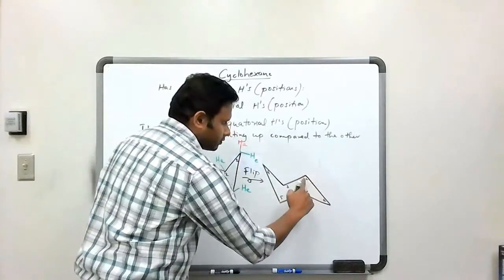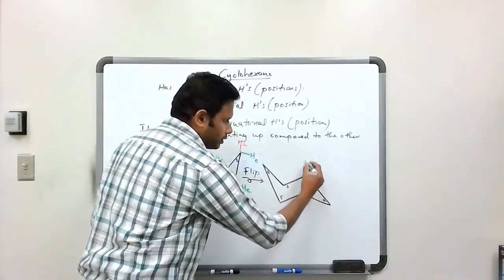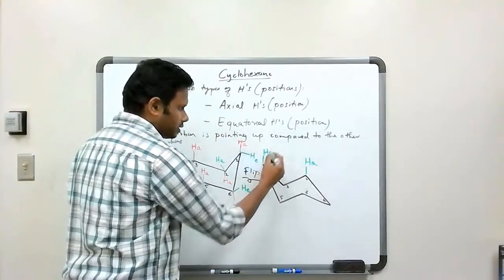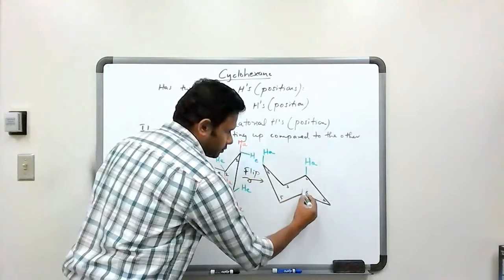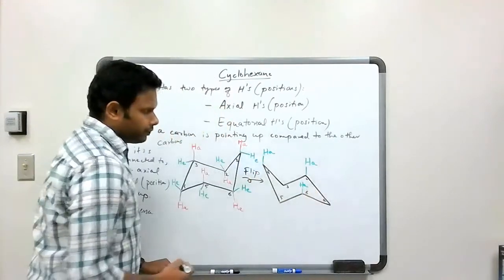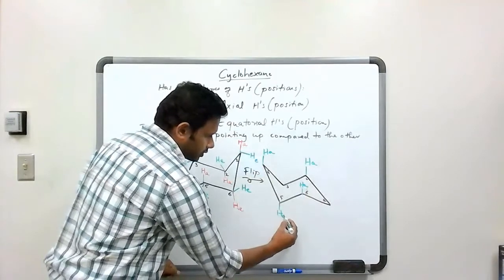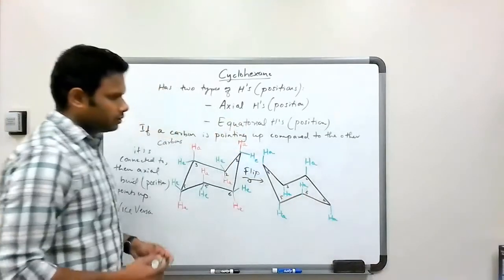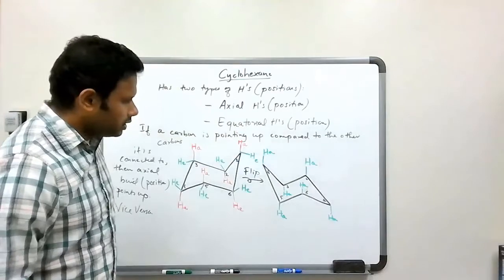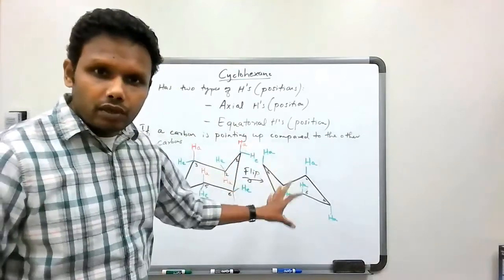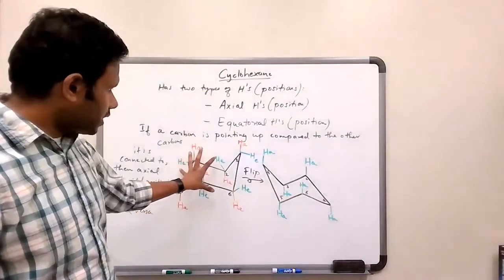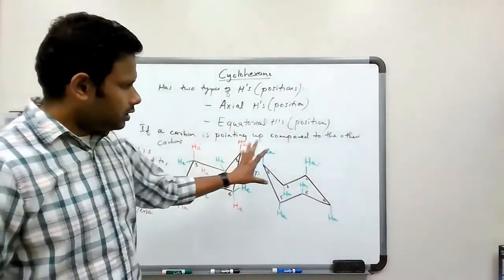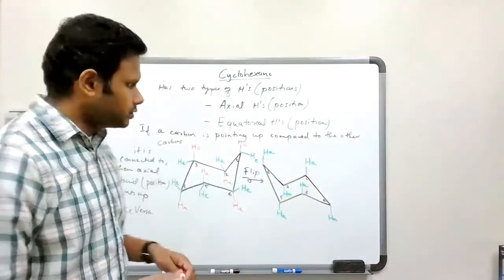So if the carbon is pointing up, axial points up. If the carbon is pointing down, axial points down. So those are all the axial positions. I've maintained the same color scheme to say that whatever hydrogen was equatorial in the first chair conformation, they are axial in the other chair conformation.